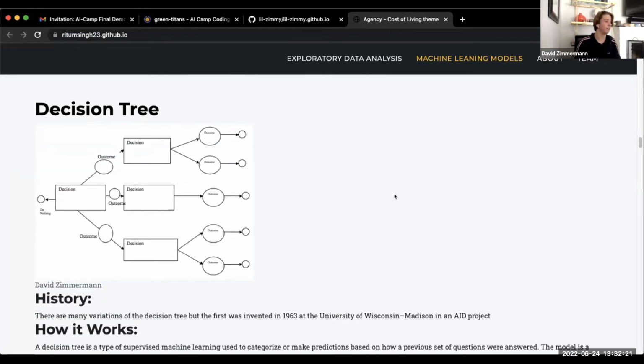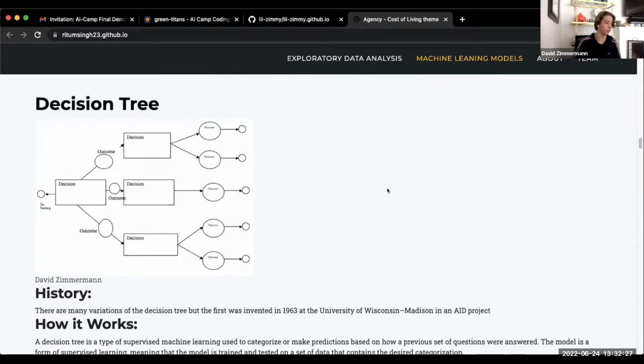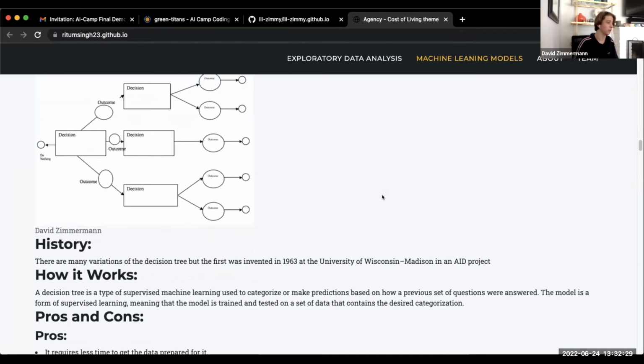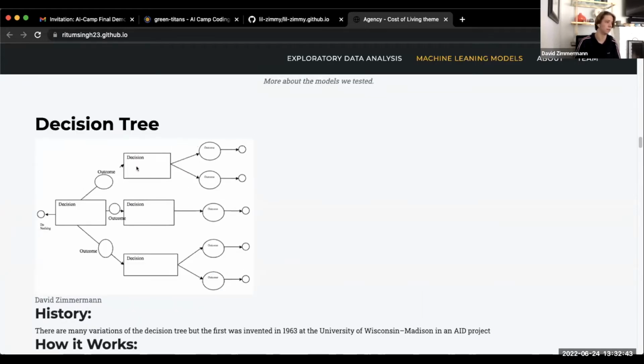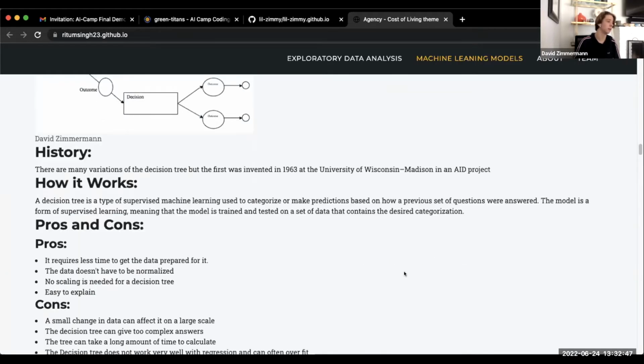So the first one that I did was the decision tree, made in 1963 at the University of Washington during a project. Basically, it's a supervised machine learning model that predicts off of a previous set of questions that were answered. So you can see it's like a tree. If you see the graph, you can see a decision from one thing turns into two other outcomes.